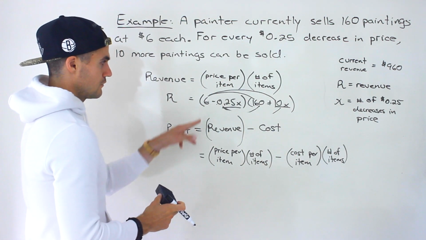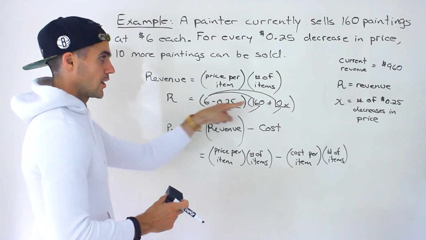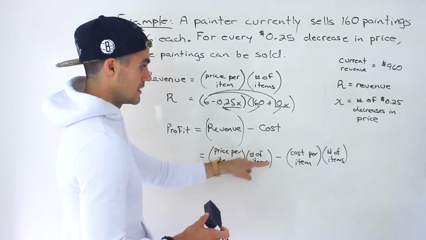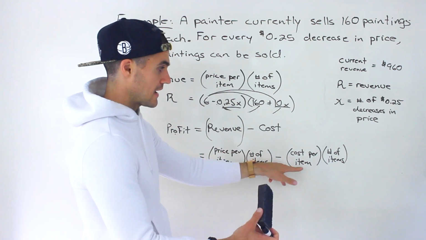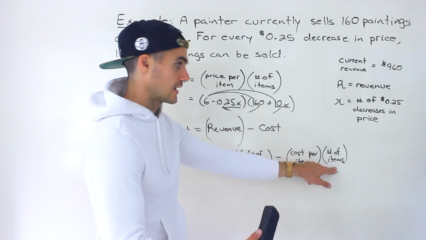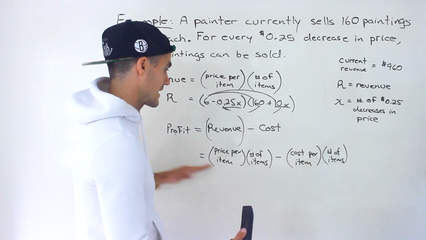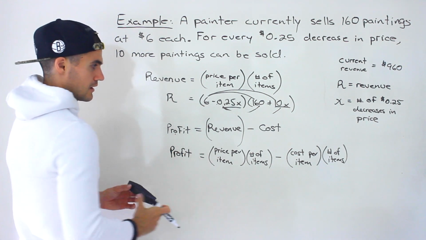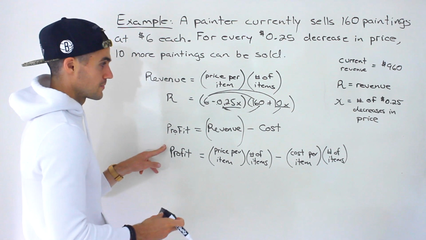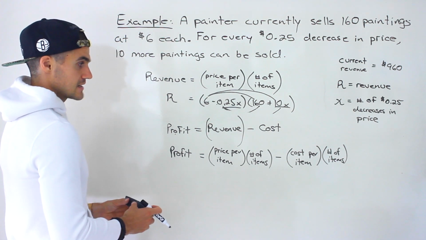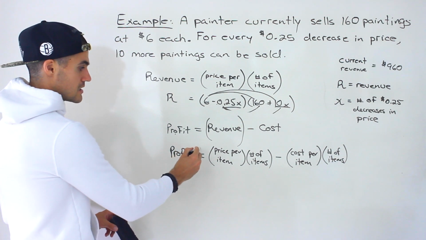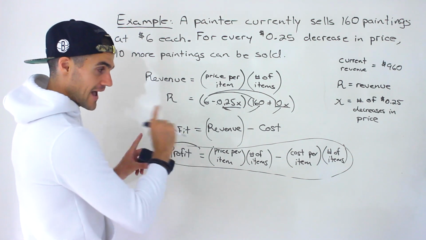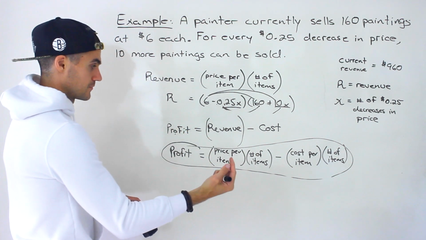Right? So if we're selling 160 paintings for $6 each, 6 times 160, minus what's the cost going to be? Well, each painting costs 1.50 and we're selling 160 of them. And so that's going to give us a certain profit. So just in general, that's what profit is, if you want to make a note of that for any future questions. And so now we've got to make an equation for the profit, and then from that equation we have to find the maximum profit.